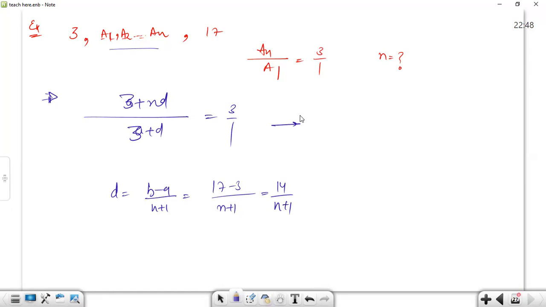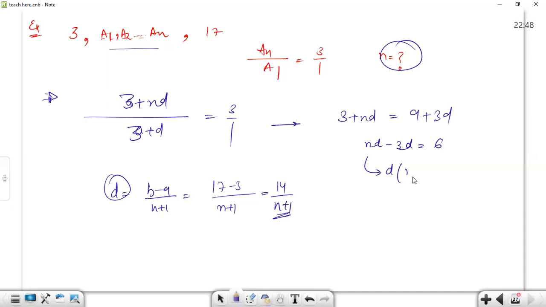If we solve this further and cross multiply, this becomes 3 plus nd is equal to 9 plus 3d. Now nd minus 3d is equal to 9 minus 3, that is 6. Now we have two variables in the equation, and we have to find n. We know the relation between d and n, so let's substitute d. Taking d common, d into n minus 3 is equal to 6, where d is 14 by n plus 1.